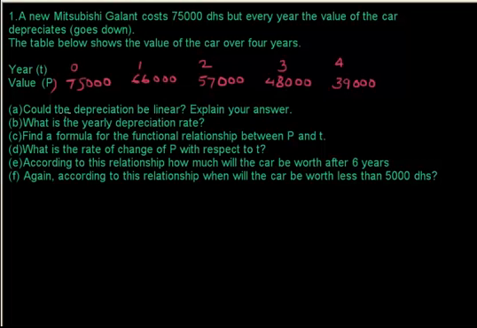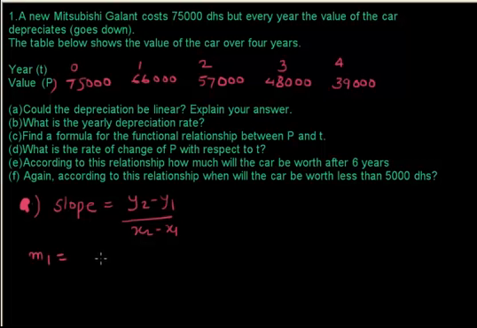Part A says, could the depreciation be linear? We know that for a linear function, the rate of change remains the same. So for calculating the rate of change, which means nothing but the slope, it is calculated by the formula y2 minus y1 over x2 minus x1. If the value of the slope is the same for all the pairs, then we can say that the given data represents a linear function. So we will compare it for the different pairs.